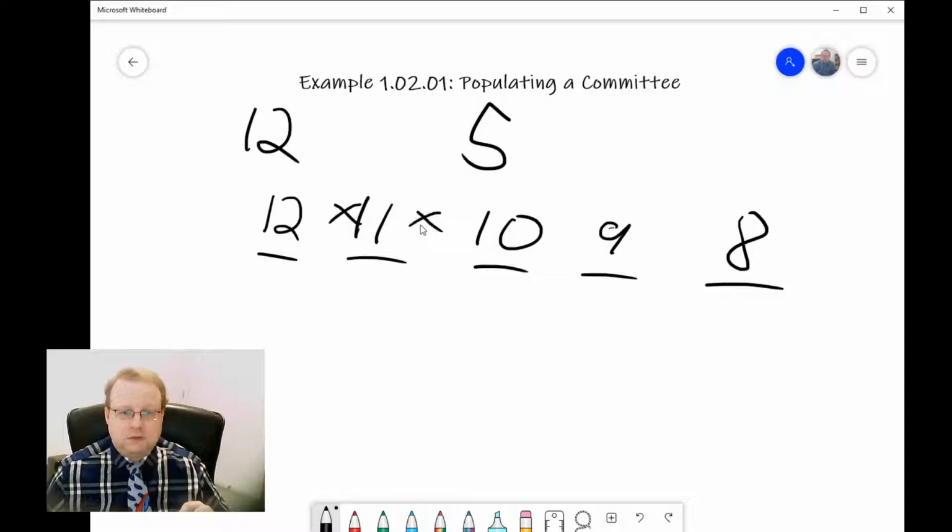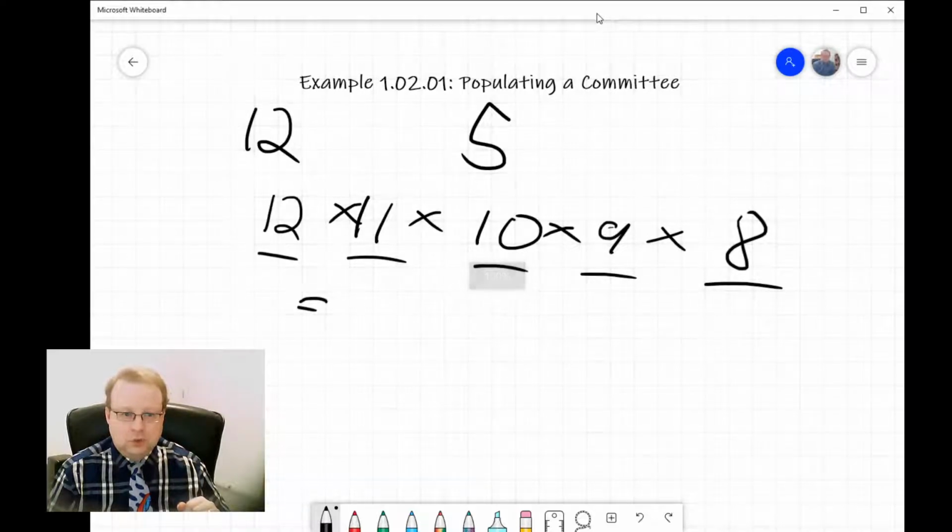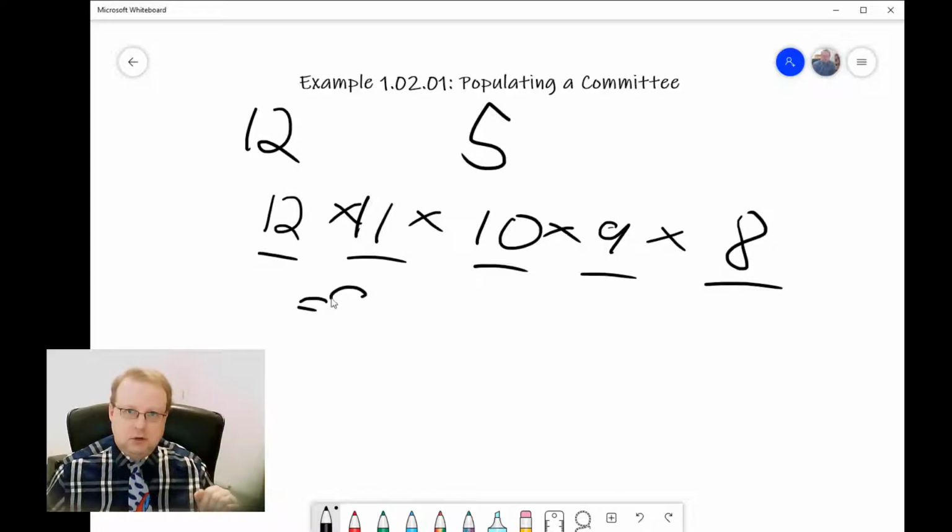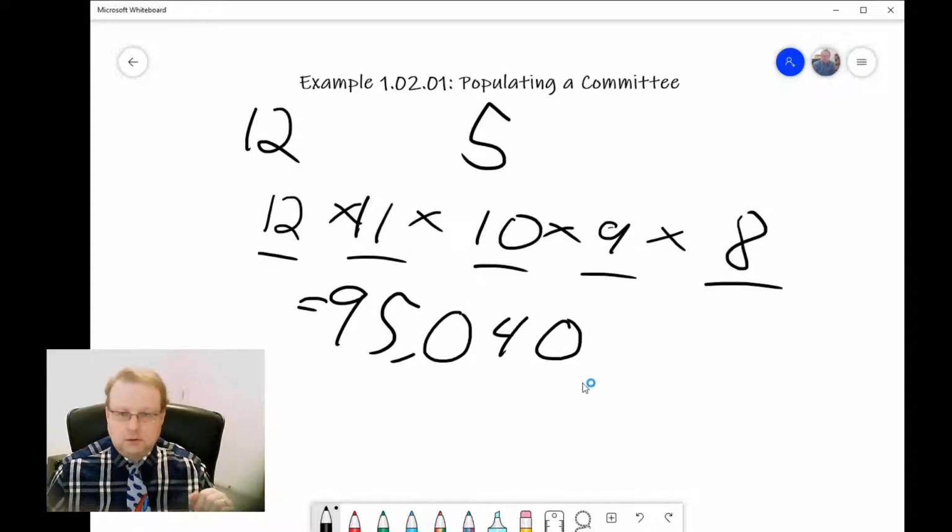So the fundamental counting principle says we have 12 times 11 times 10 times 9 times 8 different ways to fill out this committee, which works out to a mere 95,040 possible options. It's a surprisingly large number of ways to fill out most committees. But we'll also see that there is a distinct pattern here.